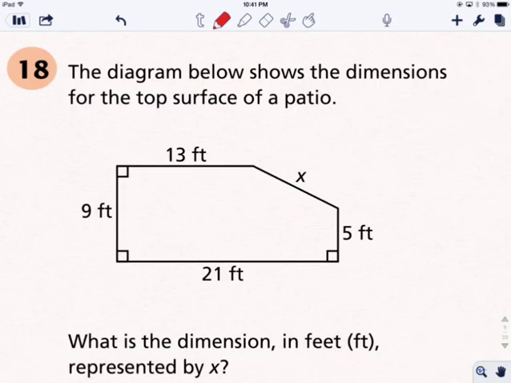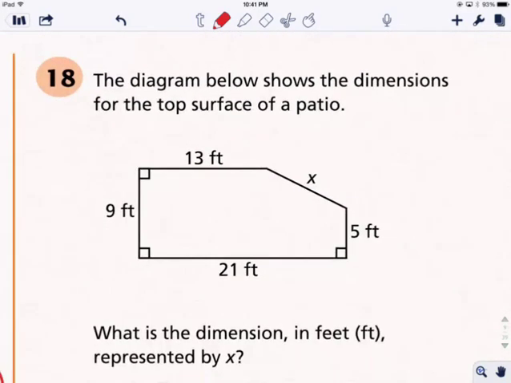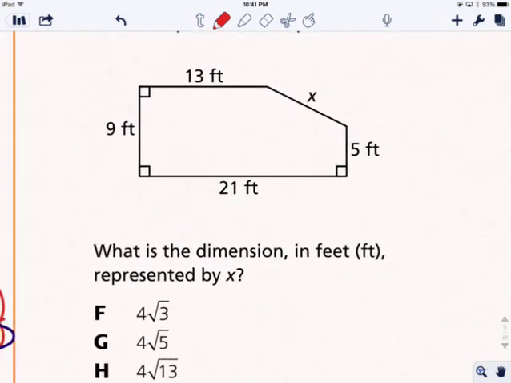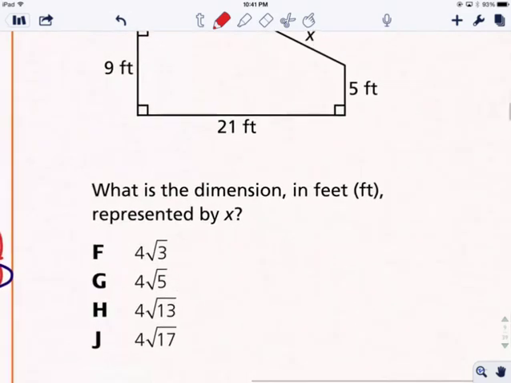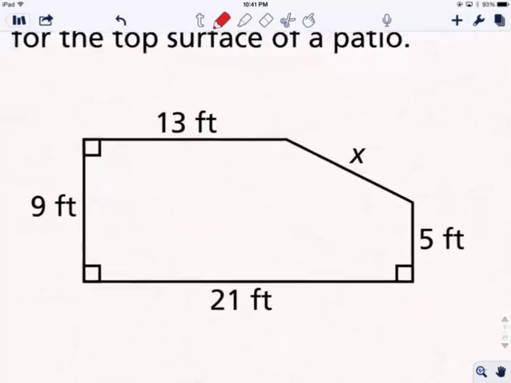Alright, number 18 is up next. So we are given this weird looking shape, and we're given some of the dimensions of the sides of this shape, and we are asked what is the length of x. And all of our answers are given as radicals. Ew, radicals. I know you love radicals. So how in the world are we going to find x?